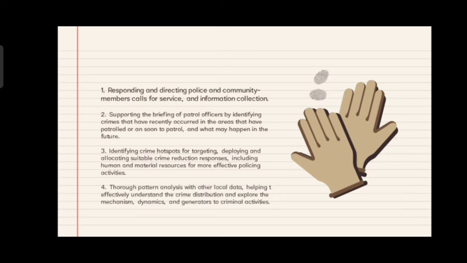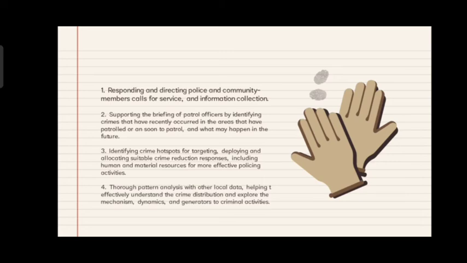So, 3, identifying crime hotspots for targeting, deploying, and allocating suitable crime reduction responses, including human and material resources for more effective policing activities. So, sa pagka-crime mapping, di ba, mas malalaman natin kung saan nga may mas nagaganap yung crime or yung tinatawag natin na hotspots or yung may mas higher cases of crimes na place. So, yung crime mapping is makakatulong para makaisip ng mga actions to decrease the crimes and paano yung magiging actions nila para mas maging effective yung pamamahala nila dun sa particular place to prevent crimes.